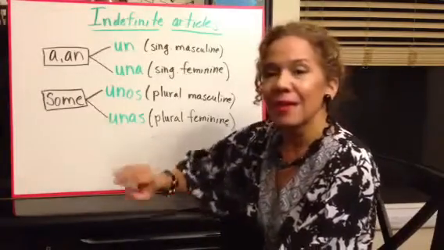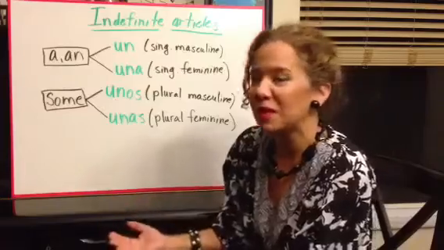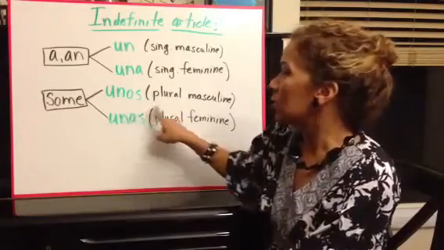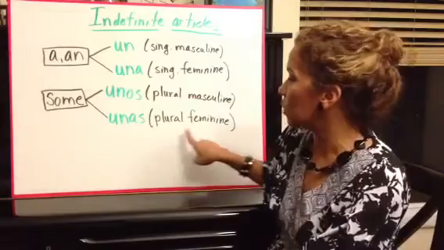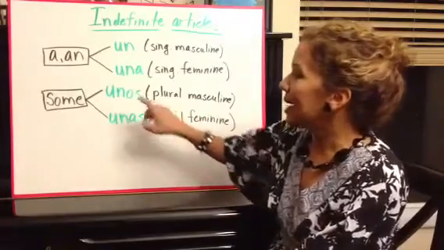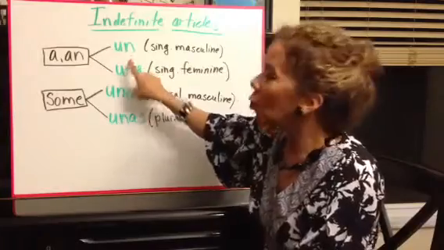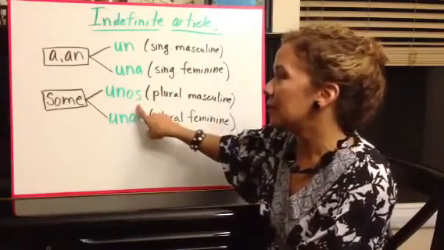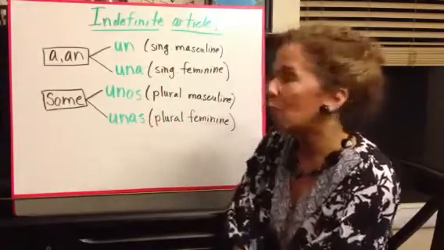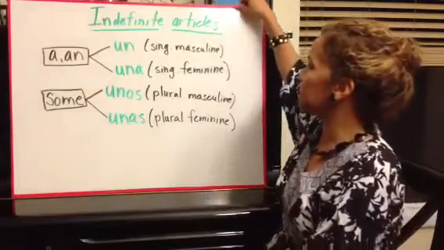Some is exactly the same, however, it is the plural one. Unos, which is plural masculine, unas with plural feminine. Notice that even though there's no O in the un, we do need the O and the S to create the plural masculine form of the indefinite articles.